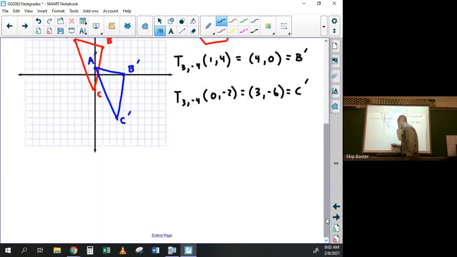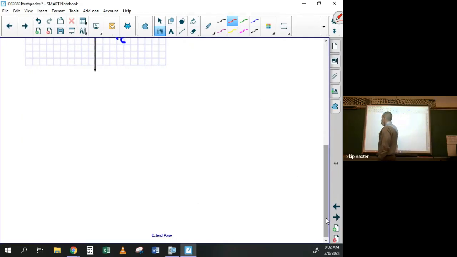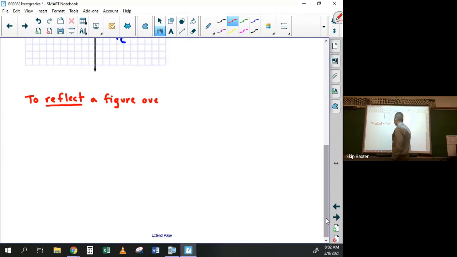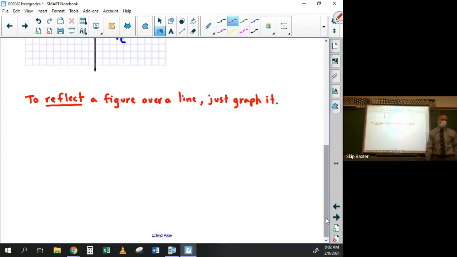reflections, right? We talked about translations. Reflections work the same way. To reflect a figure over a line, just graph it. Just like you would if you wanted to reflect a point over a line. That's the best way to get the image. It's the best way to get the image in a reflection of a figure as well.